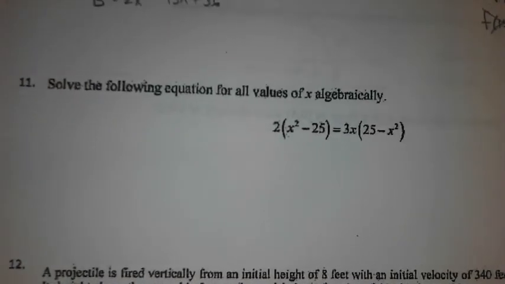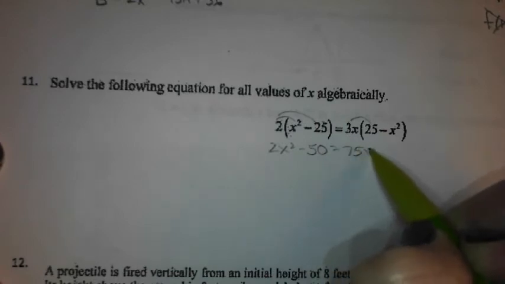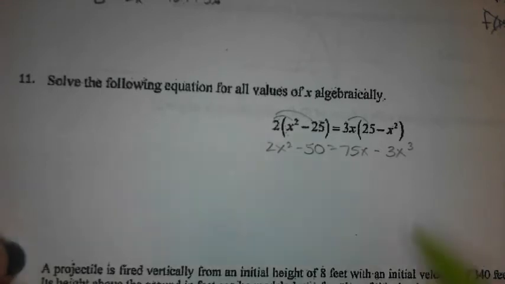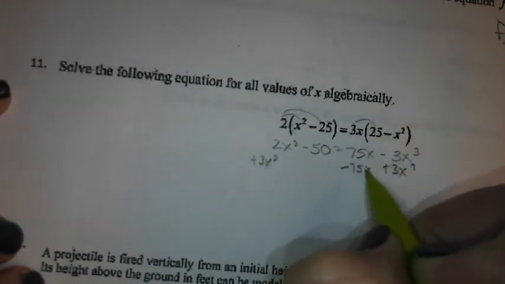In 11, if I'm solving this, distribute, right? I get 2x squared minus 50 equals 75x minus 3x cubed. How do you solve a polynomial equation like that? It's not a quadratic, is it? But we solve the same way as a quadratic in that we do start by getting it equal to 0. So I'm going to add my 3x cubed over and subtract my 75x.